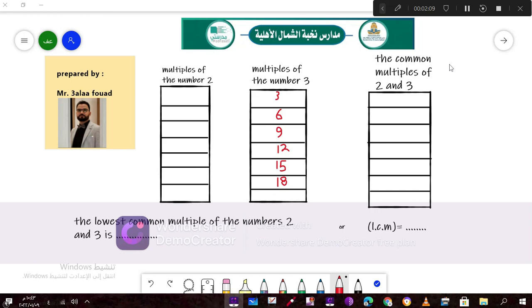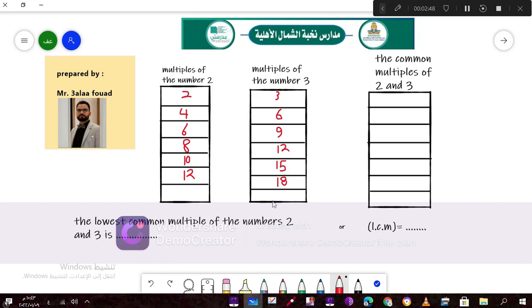Then we will write a list of multiples of 2. Again, these are all the numbers that 2 can be multiplied by, and the easy way to write the list for the number 2 is to count up by 2. 2 times 1 equals 2, 2 times 2 equals 4, plus 2 is 6, plus 2 is 8, plus 2 is 10, plus 2 equals 12.